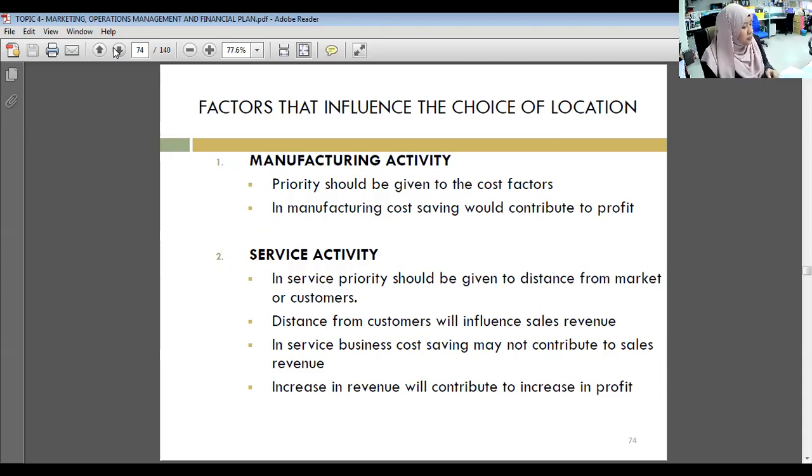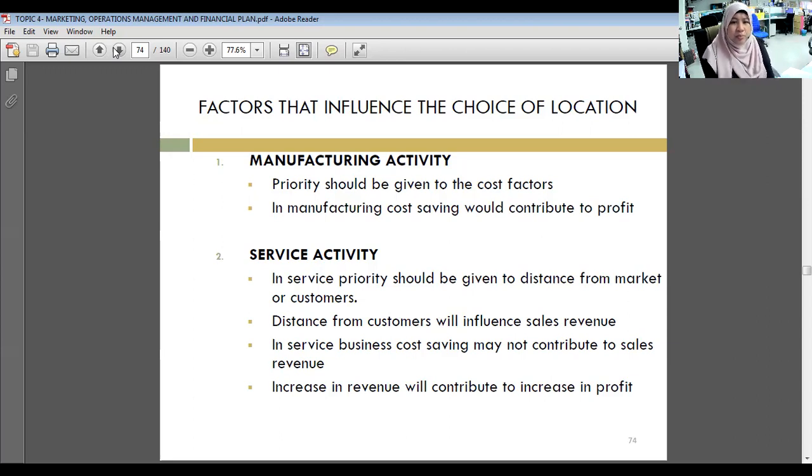If I'm not mistaken, this is in the long notes, page 230. The first one: for manufacturing activity, priority should be given to the cost factor, and of course in manufacturing, cost saving contributes to profit. When manufacturing is impacted by a certain other cost factor, it will also affect your contribution to the profit.